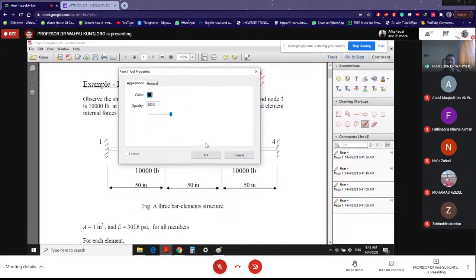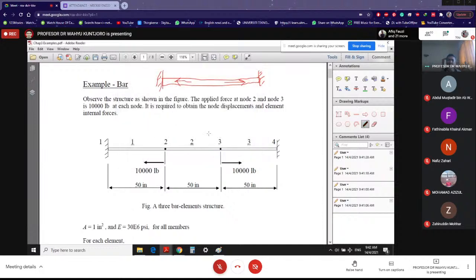So you see, I'm doing this in a very primitive way. I'm working with a mouse. You see the mouse over here? That's why all the drawing is not tidy.